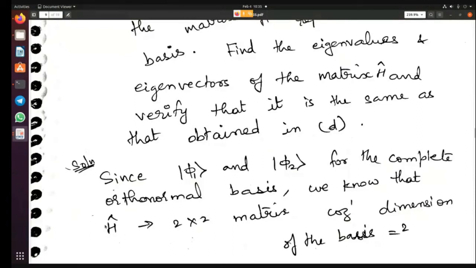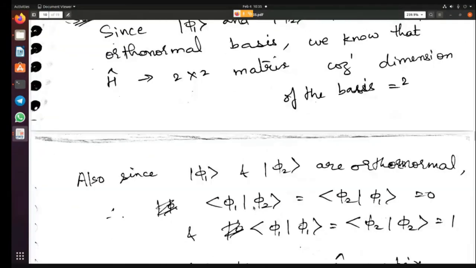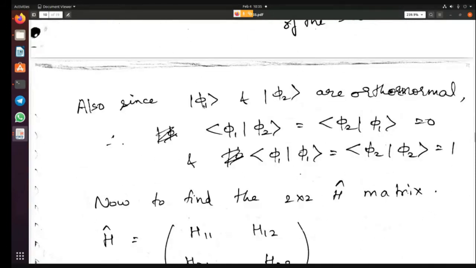H is an operator, so it will be a square matrix. Because phi1 and phi2 are the complete orthonormal bases, meaning the dimension of the basis is 2, the operator H will be a 2 cross 2 matrix. Okay, so this is what we mean. Since phi1 and phi2 are orthonormal, all these conditions are satisfied. This we already know. So now how to find the 2 cross 2 matrix?